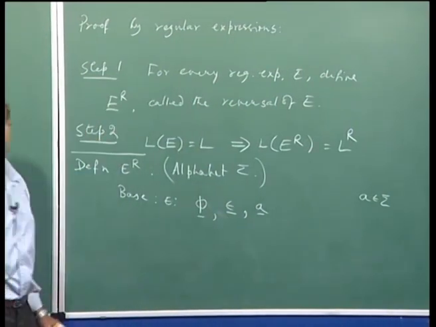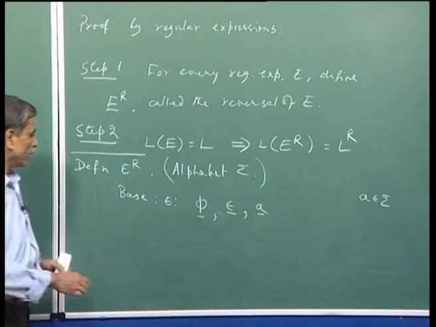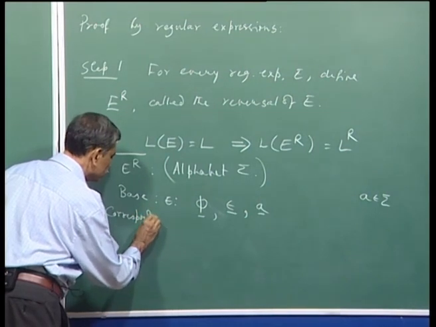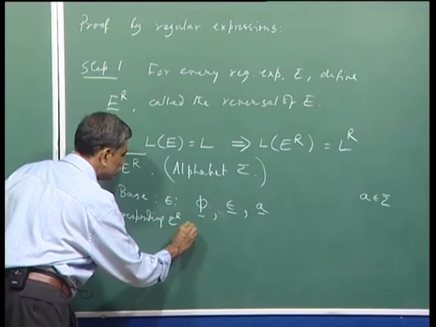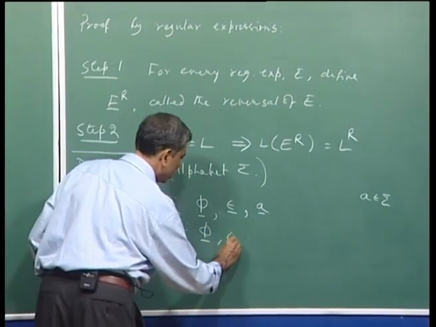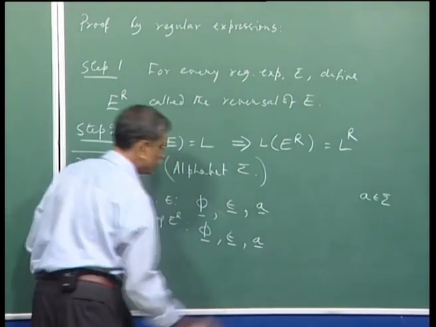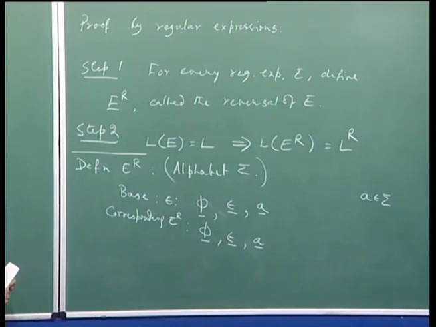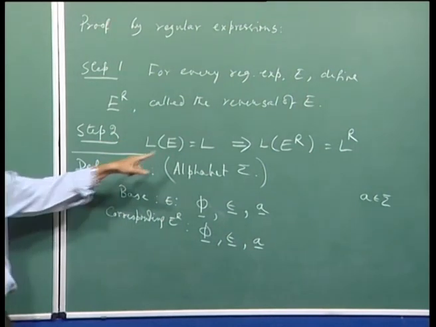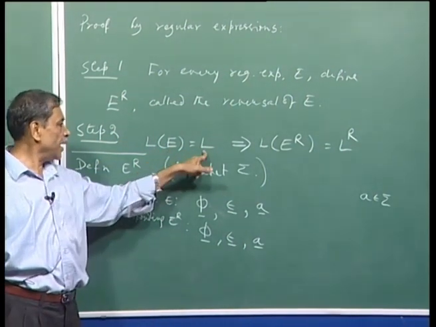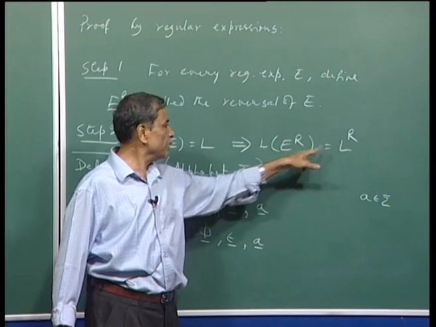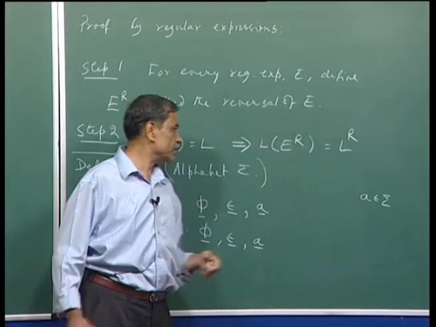I put the underline here to denote that these are regular expressions. Corresponding ER is the same thing. Okay. Now, notice in step 2 I am supposed to prove this, that if the language denoted by E is L, then the language denoted by ER is L reversal, the reversal of L.